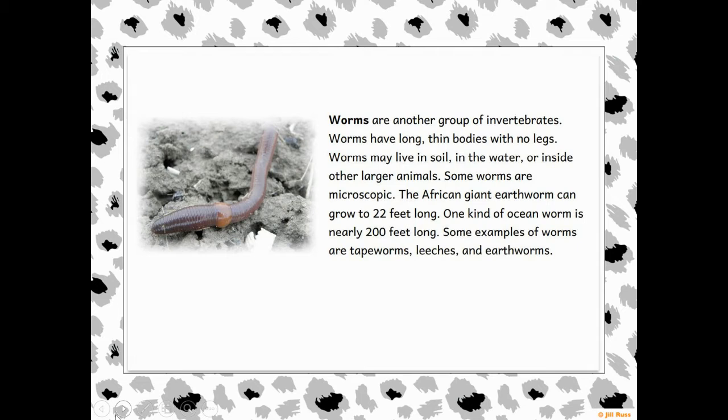Worms may live in soil, in the water, or inside other larger animals. Some worms are microscopic, meaning they're so teeny tiny you need a microscope to see them. The African giant earthworm can grow to 22 feet long. One kind of ocean worm is nearly 200 feet long. Oh my goodness. Some examples of worms are tapeworms, leeches, and earthworms.